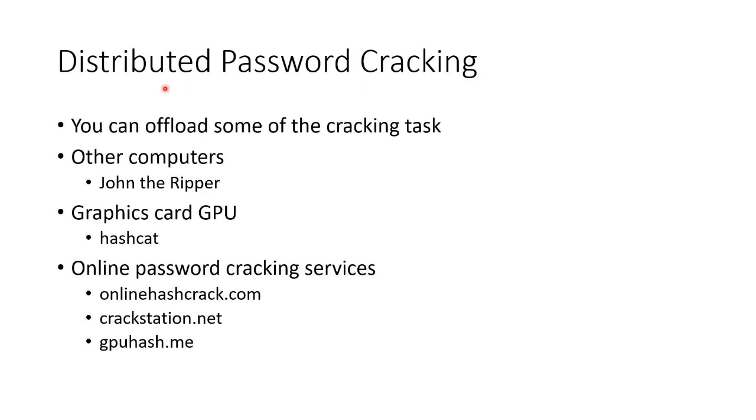Because password cracking is so CPU intensive, there are some tools where you can offload the task. John the Ripper, which is a well-known password cracker, can organize multiple computers to work at the same time. There's another one called Hashcat that can use the graphics power of your graphics card, because all the advanced graphics cards, like the NVIDIAs, have a built-in processor they call a GPU, a graphics processing unit. So they can offload some of the work onto the GPU.